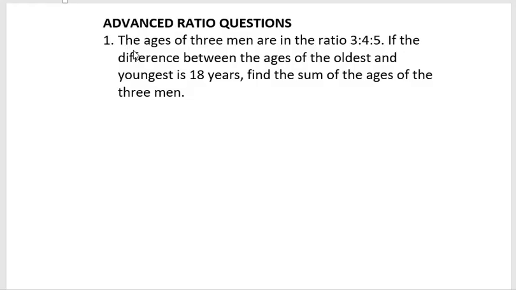Advanced ratio question. The ages of three men are in the ratio 3 is to 4 is to 5. If the difference between the ages of the oldest and youngest is 18 years, find the sum of the ages of the three men. Okay, what's the first step here? We need to find the total ratio.